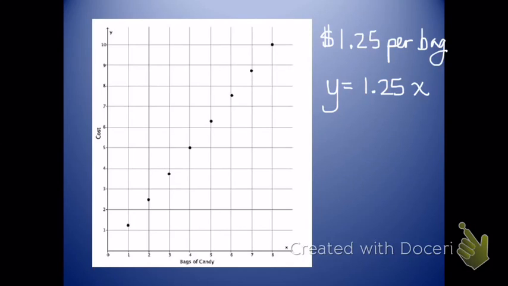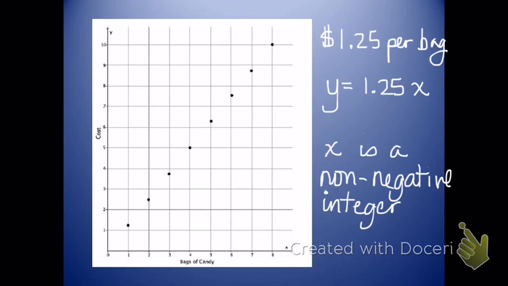Okay, and another thing we talk about with functions is constraints on the variables. So in this particular example, the inputs, the x values, have to be non-negative integers. So they have to be 1, 2, 3, because they're bags of candy. You can't buy 1.5 bags or 2.5 or -1 bags. So x is a non-negative integer, and y is going to be positive as well. So those would be the constraints on the variables there.